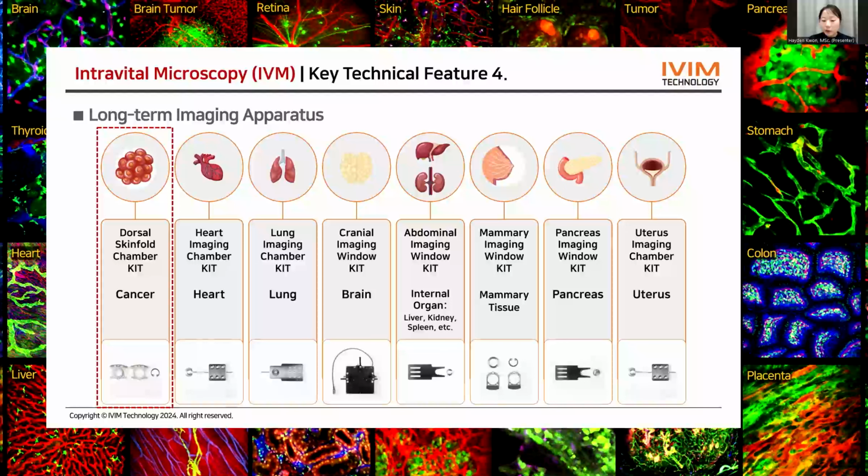And we are also optimizing surgical methods for securing a cranial imaging window to the brain, allowing observation of various dynamics such as brain cells and drug permeability across the blood-brain barrier. So if you're interested in observing other organs not listed here for long-term studies, please feel free to reach out to us for potential collaboration and development or optimization of this kind of window.